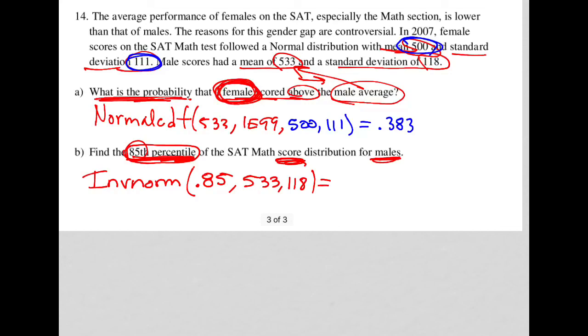So when we do that, we get 655.5. Let's go with 655.3. We'll round it to 1 decimal place. So basically, a male would have to score 655, or around about there, on the math SAT in order to be at the 85th percentile, in order to score better than 85% of other males.